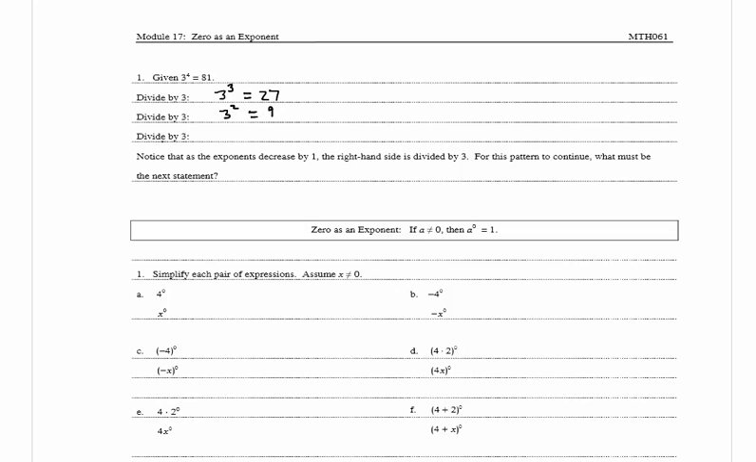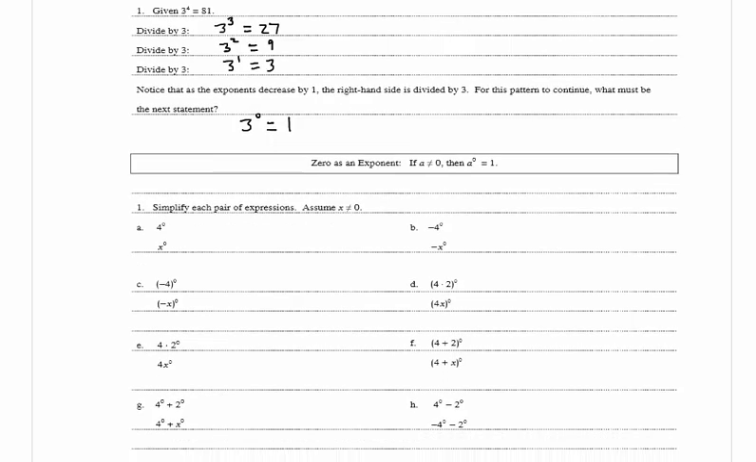And then if we were to divide by 3 again, we'd have 3 to the 1st power, and that's equal to 3. And then it says, notice that as the exponents decrease by 1, the right-hand side is divided by 3. For this pattern to continue, what must the next statement be? The next statement would be 3 to the 0 power is equal to 1, because 3 divided by 3 is equal to 1. So it states 0 as an exponent. If a is not equal to 0, then a to the 0 power is equal to 1.